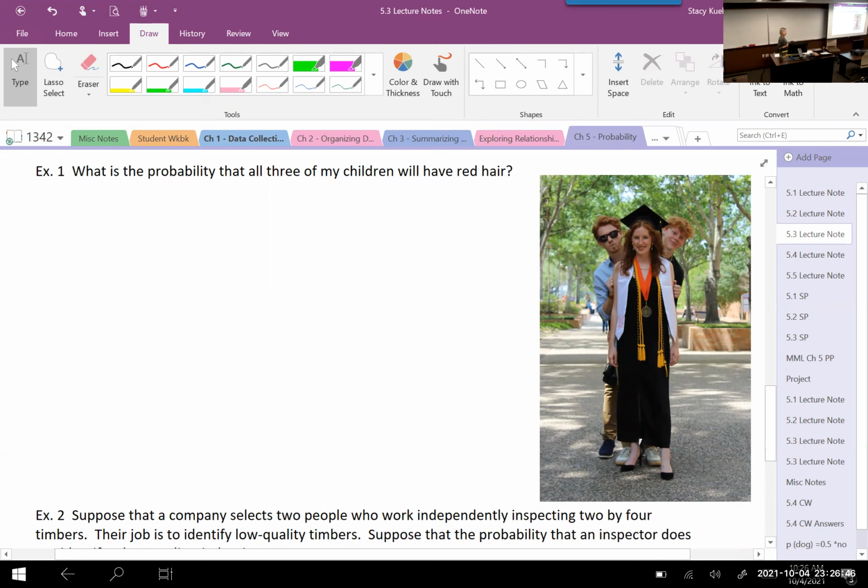Okay, so what is the probability that all three of my children have red hair? I thought it was just gonna be like a miracle when the third one had red hair. I was like, wow, that's gotta be so rare. Well, it's not exactly as rare as you think it's gonna be. So, do y'all remember, I always forget what this is called. Help me out, biology people. The Punnett square? Yep, that's it.